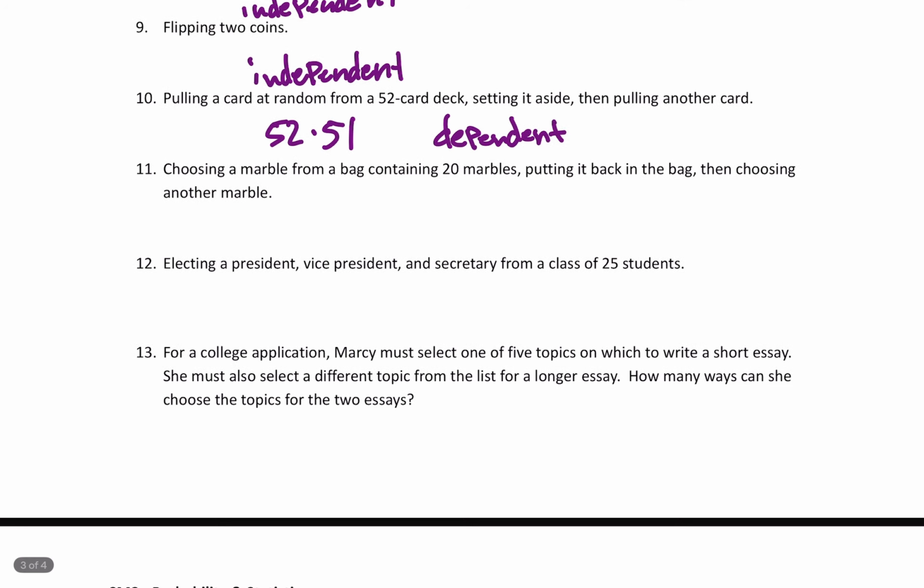Okay, now I choose a marble from a bag containing 20 marbles, and then I put it back in the bag, and then I choose another marble. Well, I have 20 marbles the first time. I take one out, I look at it, I put it back, and so when I go in again, I can pull out that exact same marble, or I can pull out a different one. So I have 20 marbles again. So this one's going to be independent.